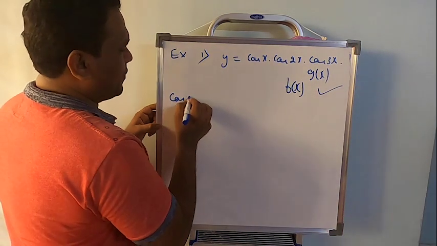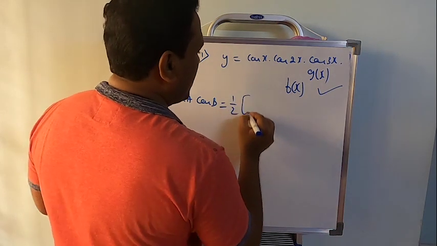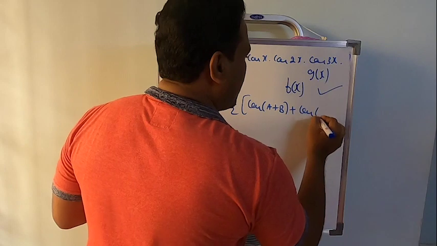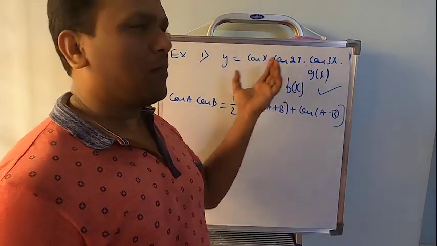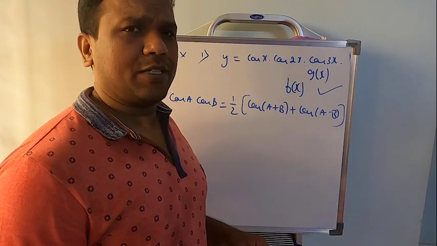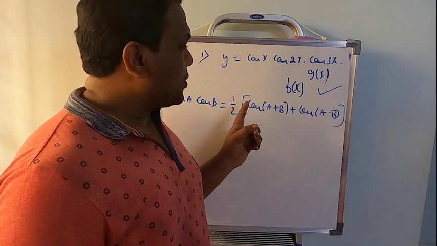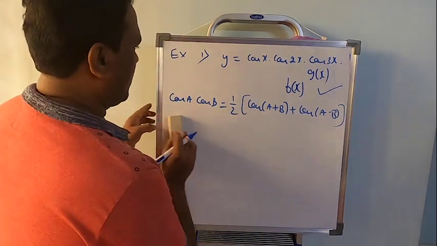So the formula of cos a cos b can be applied here. Half of cos of a plus b plus cos of a minus b. This formula can be applied. After applying this formula, multiply again, apply the same formula and differentiate. This is one method which is going to take too much time. So rather than going for this, let's see the advantage of applying the log here.